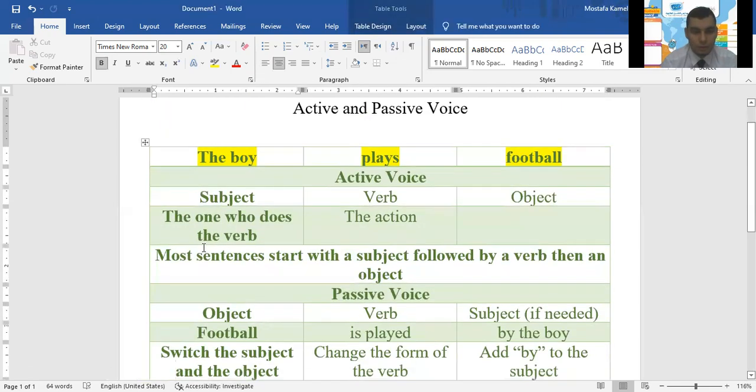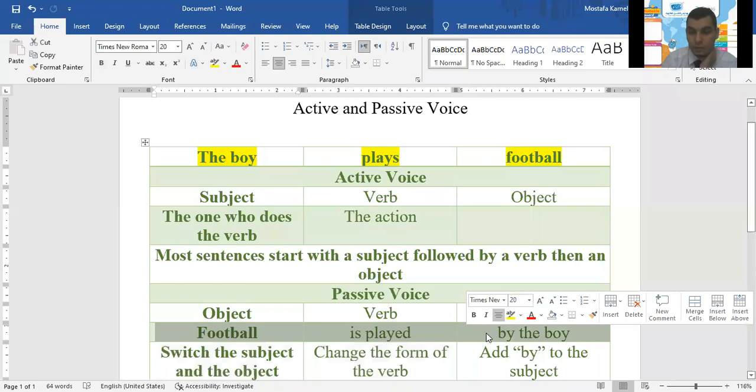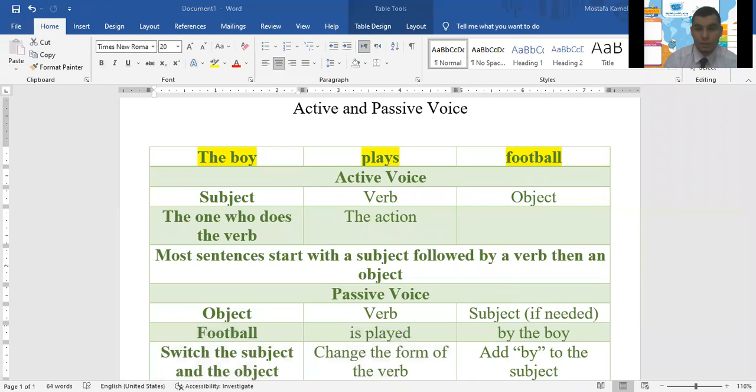Do you mean like we will say football is plays the boy? Is played by the boy. Here it is. Okay. Got it?